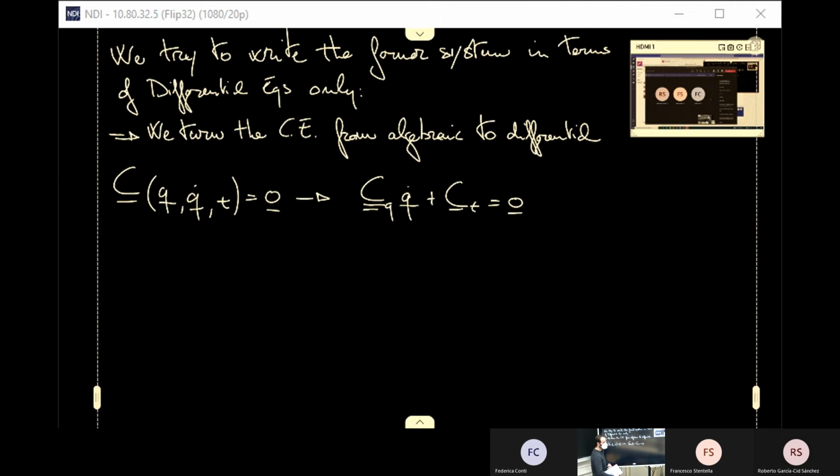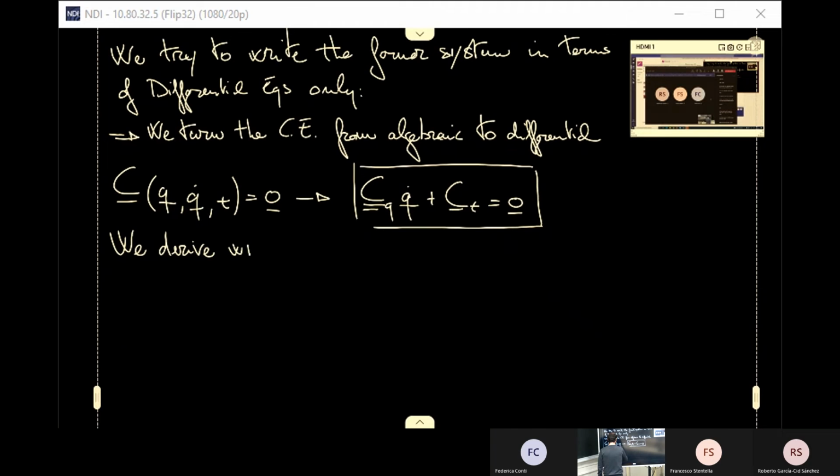Through a derivation with respect to time. This is what we have already done. But what we do is to basically differentiate one more time. If you want, we derive with respect to time one more time, and we get the following.